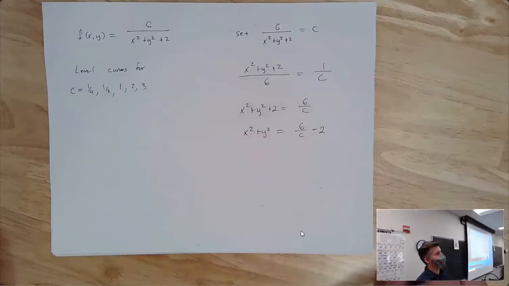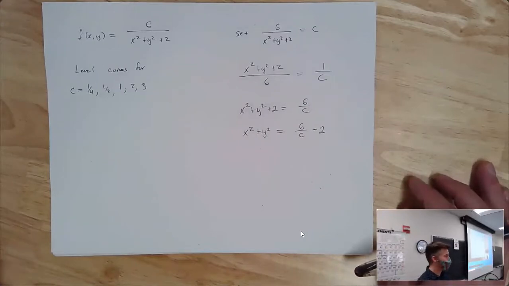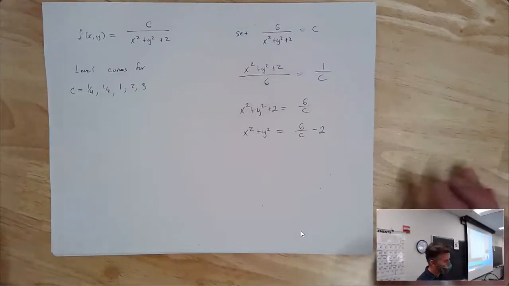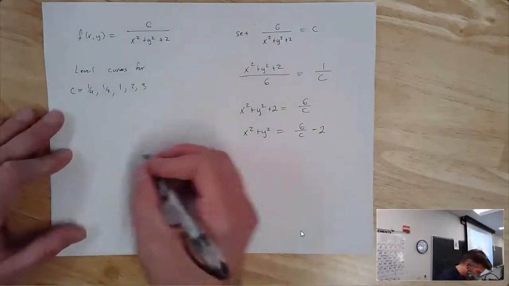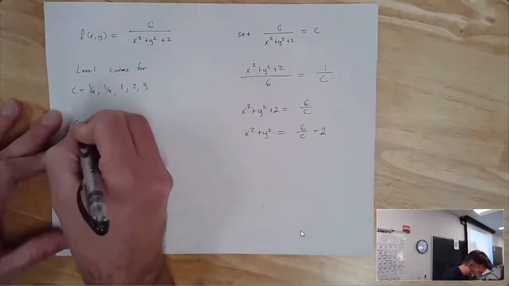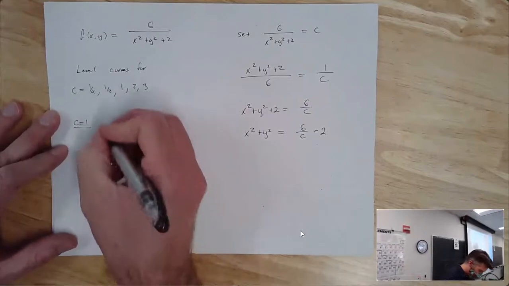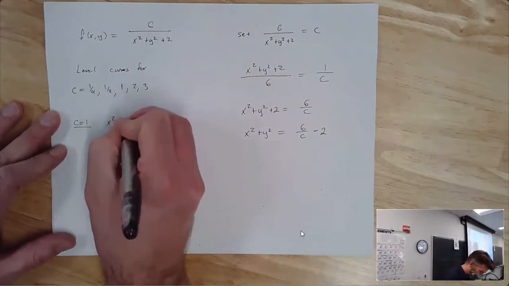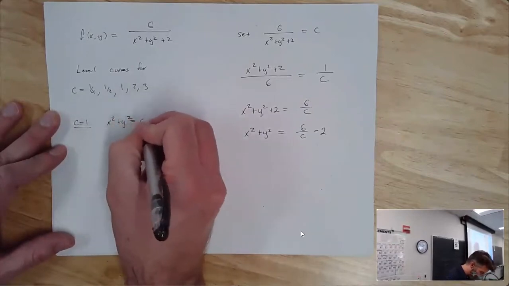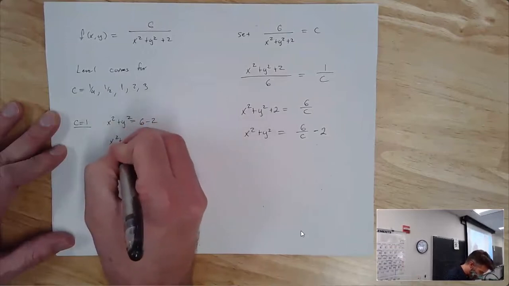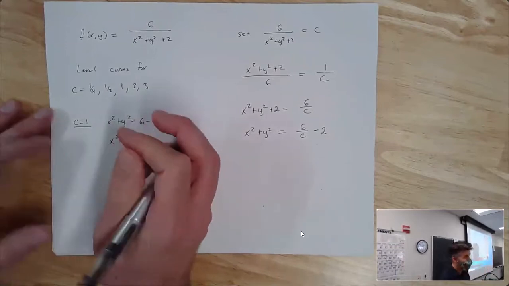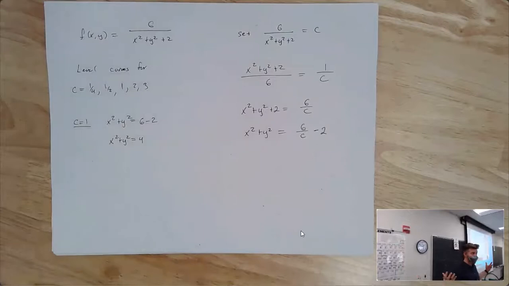What kind of shapes are my level curves? That's a good question. Let's plug in one value. So let's do c equals 1. We'd get x squared plus y squared equals 6 over 1 minus 2. We'd have x squared plus y squared equal to 4. And what kind of shape is that? Everybody? It's a circle of radius what? 2, centered at the origin.